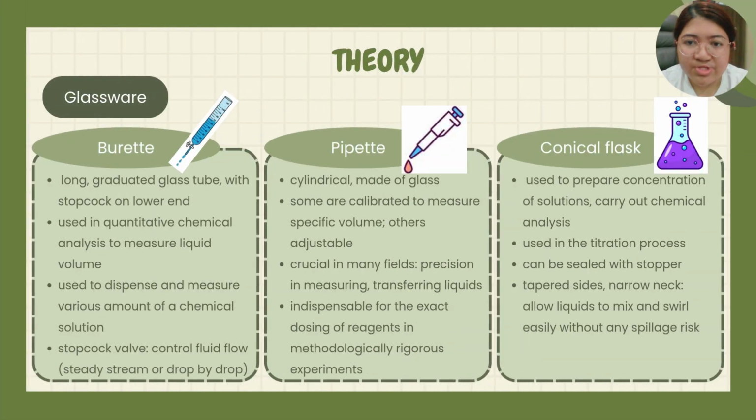One of the glassware used during an experiment is the burette. It is used to measure the volume of liquid, typically a chemical solution, and dispense it by turning its stopcock valve. Next is the pipette. It is calibrated to measure a specific volume, but there are others that can measure different volumes. A pipette can measure and transfer liquid precisely, especially for rigorous experiments. Furthermore, the conical flask is used to prepare solutions before carrying out chemical analysis such as titration. The sides are tapered and it has a narrow neck, which prevents spillage when mixing liquids.